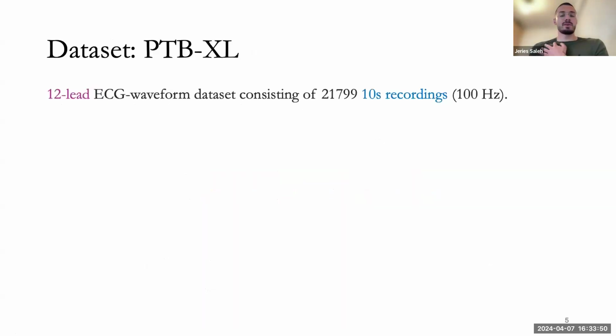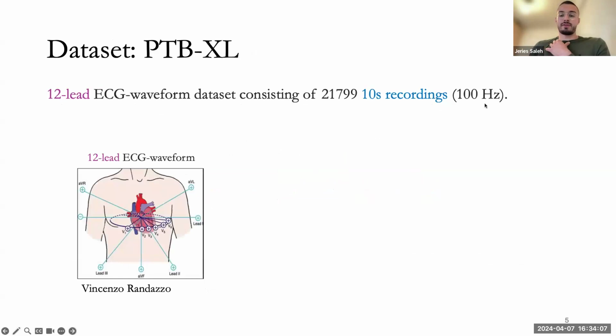Now, the dataset that we are using consists of almost 22,000 12-lead ECG recordings of 10 seconds, sampled at 100 hertz. So 12 leads, first of all, means that the measured electrical potential is taken from 12 different electrodes, 12 different sensors, as illustrated here.